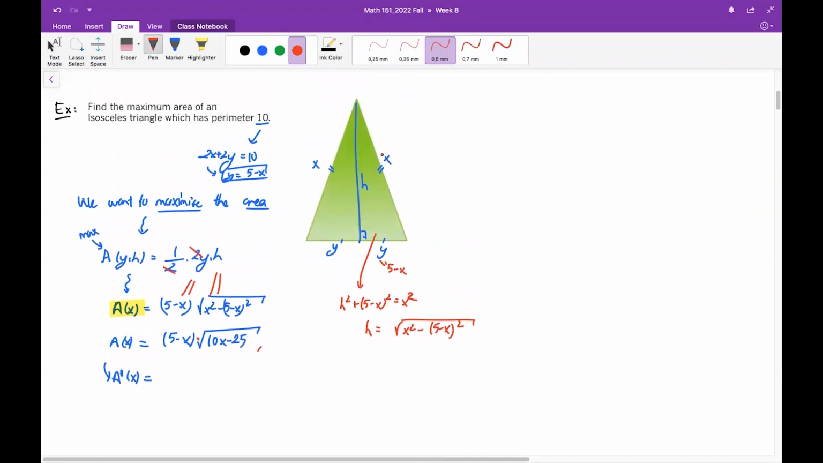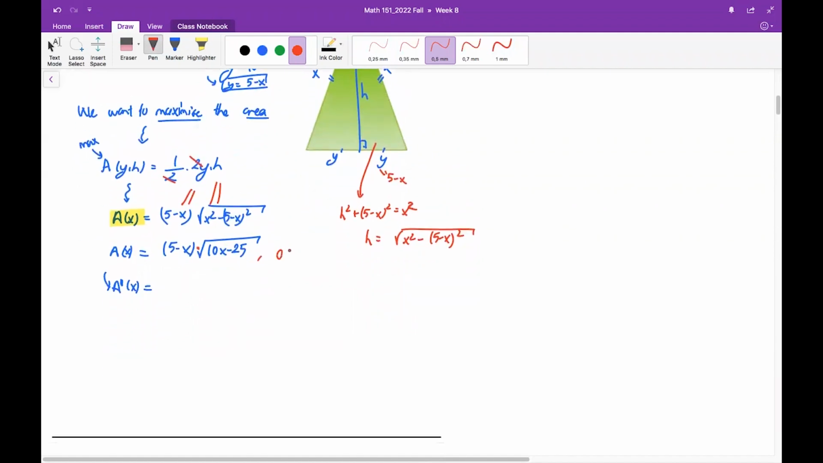Obviously, since x is the length of an edge, it is something positive. And look at this part here. If x is 5/2, this part is exactly 0. But if x is less than 5/2, this part becomes negative, which cannot happen for square root functions. That's why instead of putting 0 for the lower bound for x, I will put 5/2. Because to have a positive quantity here, x should be greater than 5/2.